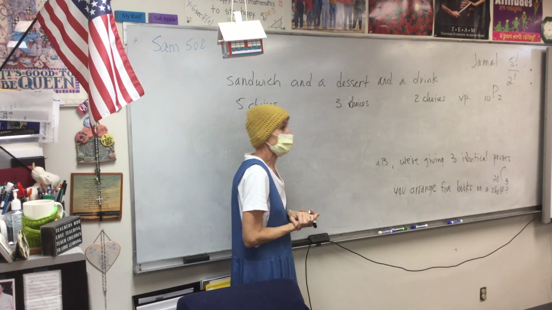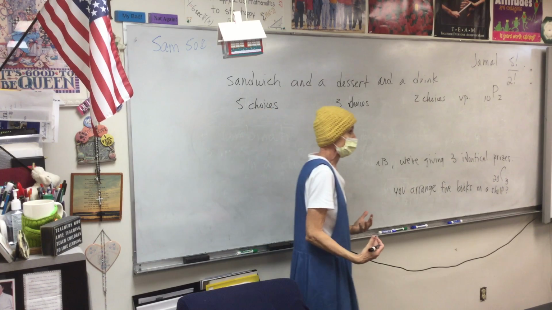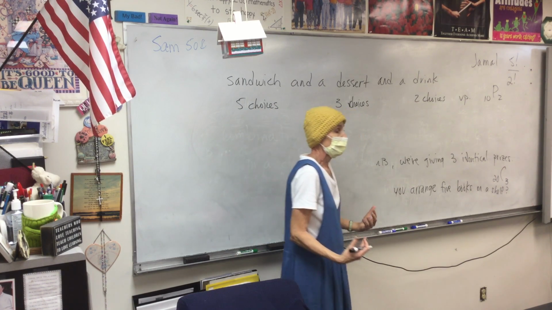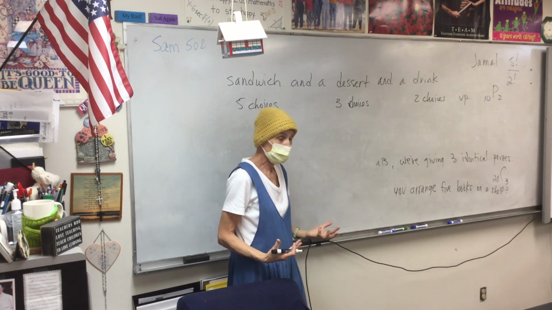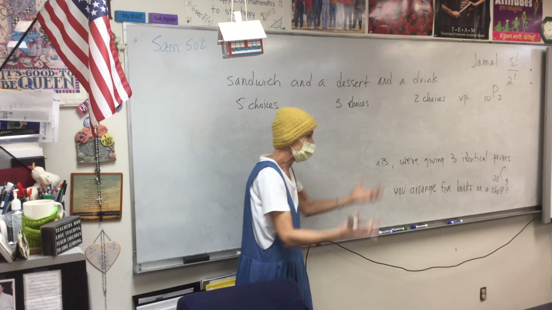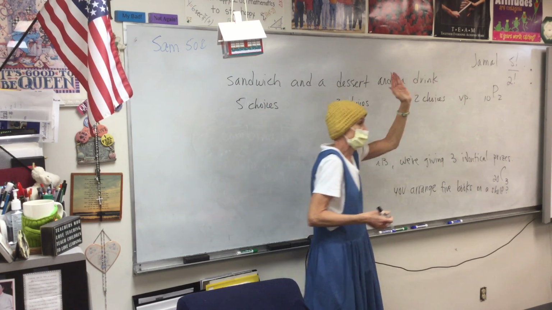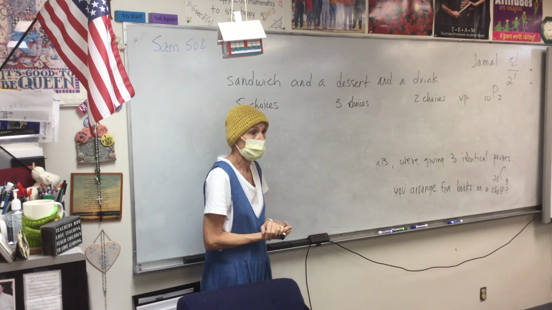30. I would times them all together. Remember the jumper shirt example? Same thing. I'm going to wear a jumper and a shirt. So if I have 8 jumpers and 10 shirts, that's 80 outfits. If I have 5 and 3 and 2, that's 30 different lunches that I could have.